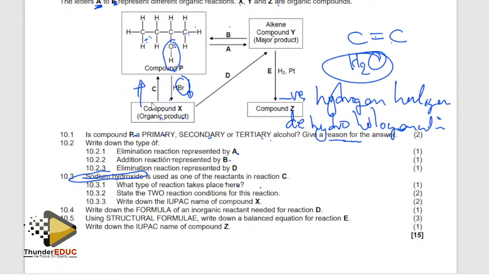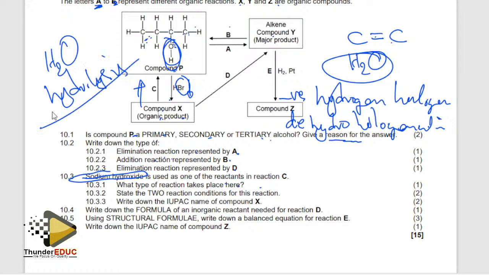But which type of substitution is it? Because I'm forming an alkyl, a component of water must be there. So the reaction becomes hydrolysis. You are splitting it using water. The moment you add water there, it's like a substitution, but water is there, therefore it becomes hydrolysis. What type of reaction takes place? So we are done with that.